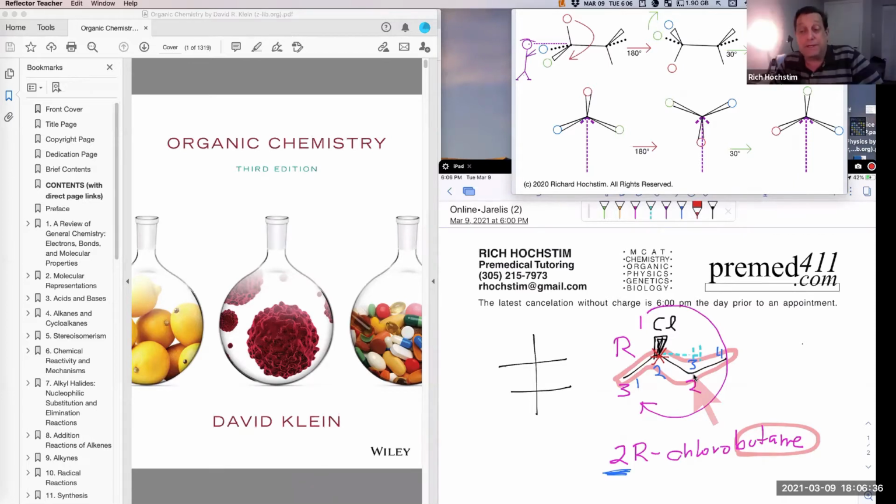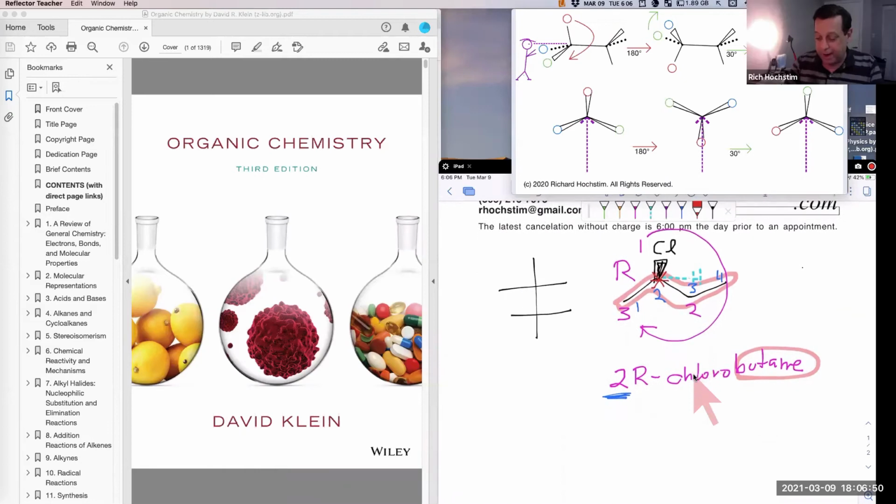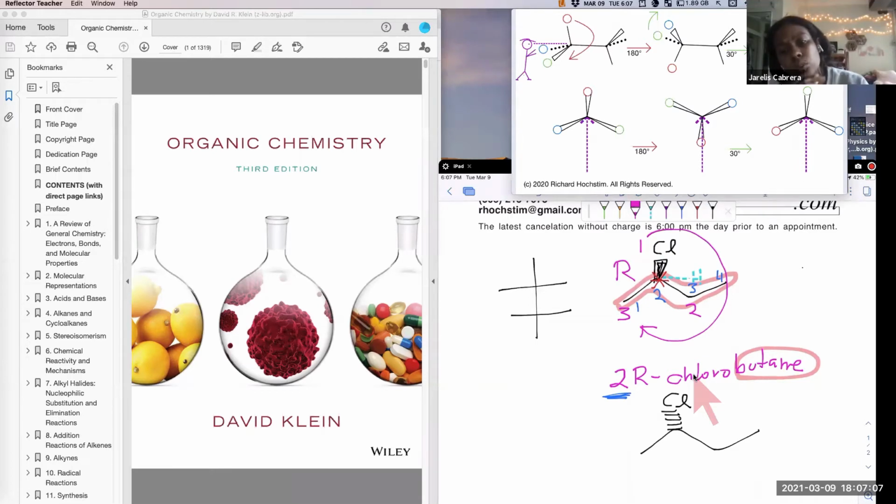Okay, so this is the simplest one. One chiral carbon, everything is just very, very clean. Does that make any sense? Yeah, that makes sense. So what we're going to do now is ask you to tell me what you expect the name for this to be. So then, since it's dashed, would it just be 2S? Yes, it will be 2S chlorobutane.